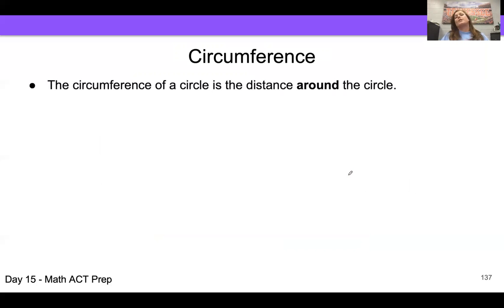Circumference is literally the perimeter of a circle, the distance around. And this is where that irrational number pi came from. Somebody figured out that there is a relation between the radius of a circle and the distance around, and they found it was this number pi.